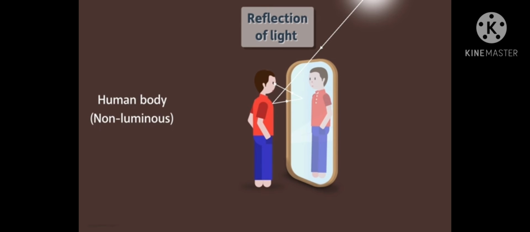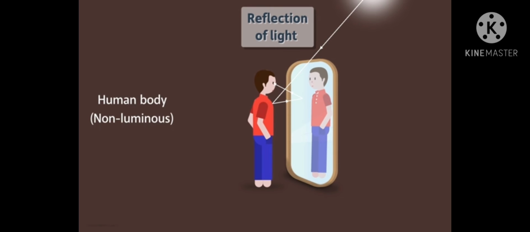Is the human body a luminous or non-luminous object? Yes, it is exactly a non-luminous object. The human body cannot emit light on its own. The light from the source is first incident on the human body, gets reflected from it and strikes the mirror. This light further gets reflected from the surface of the mirror and reaches our eyes. Then only we can see the image of our human body in the mirror.